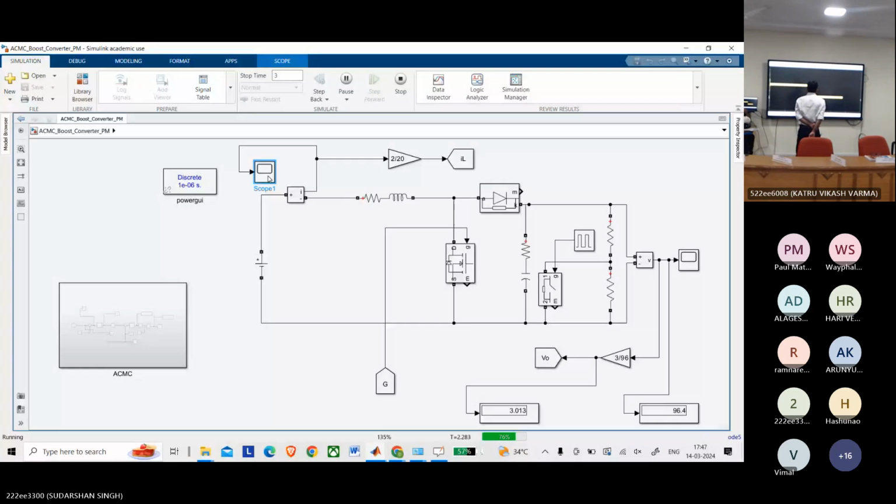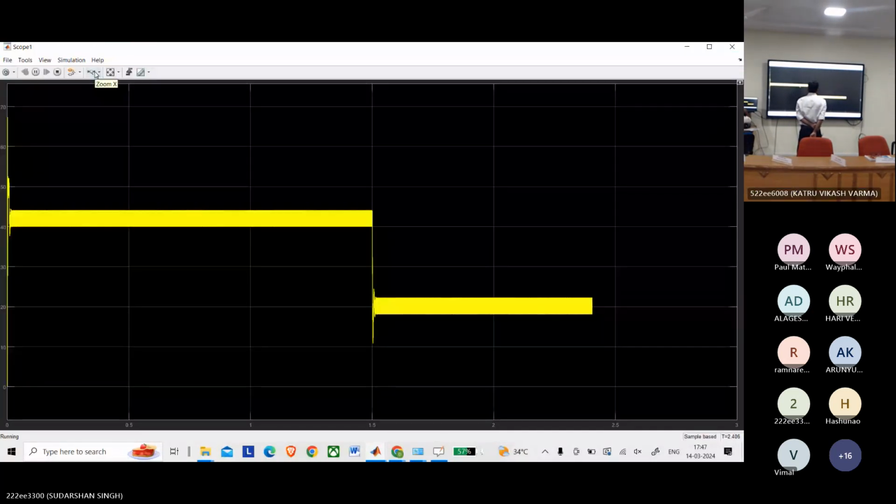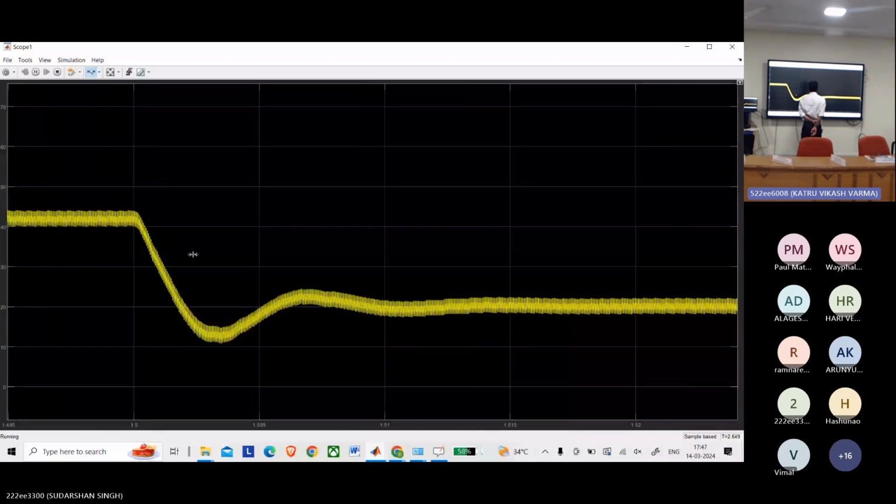Yeah. So this is your current response. You can understand from the response itself why the current loop is faster than the voltage loop. The current loop obviously settles much faster than the voltage loop. So does anyone have any question?